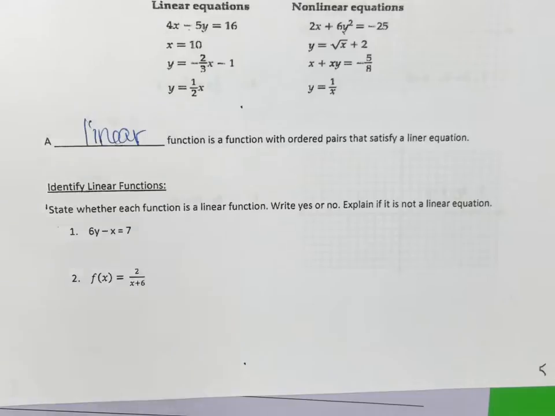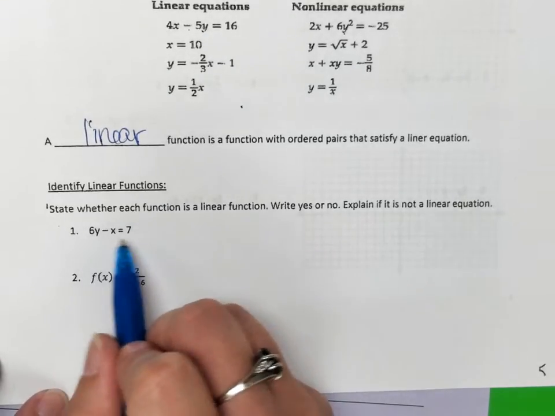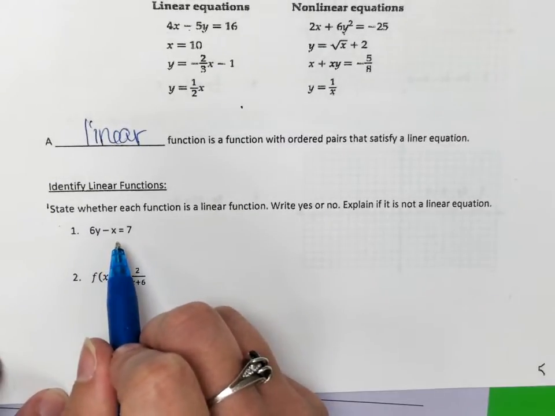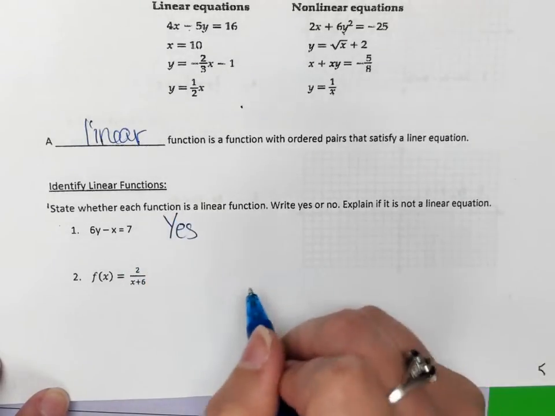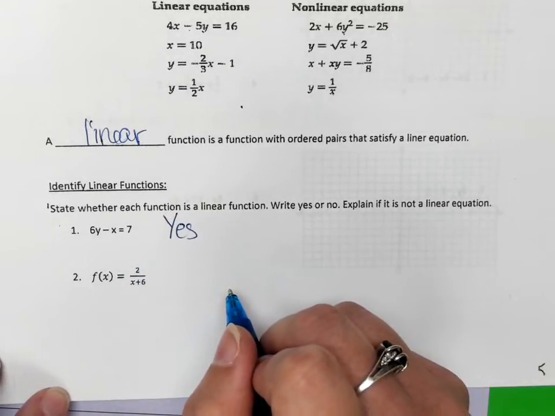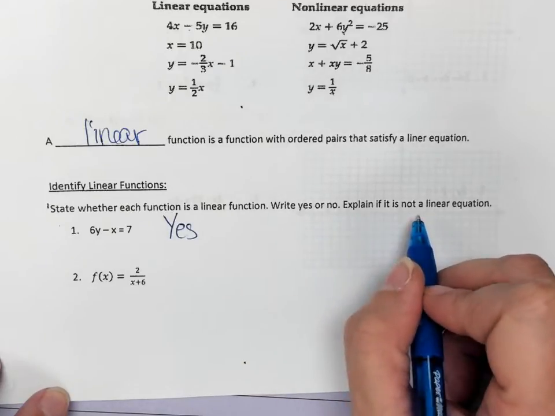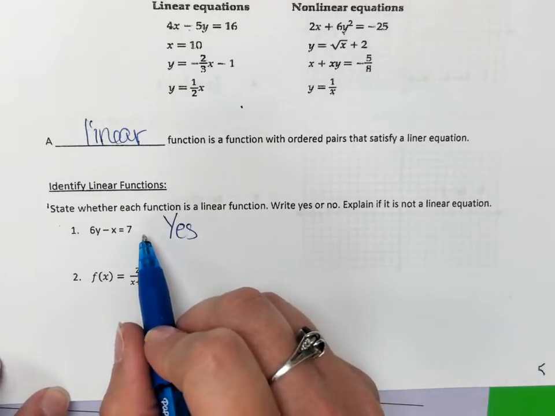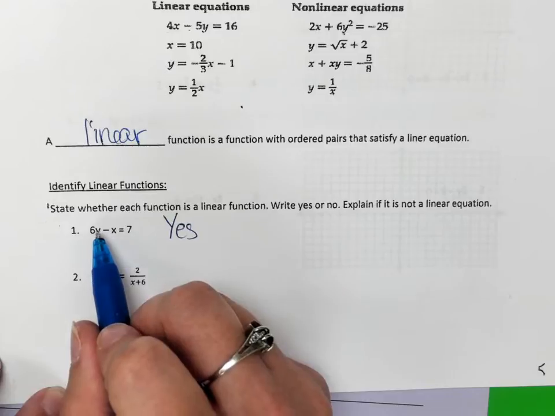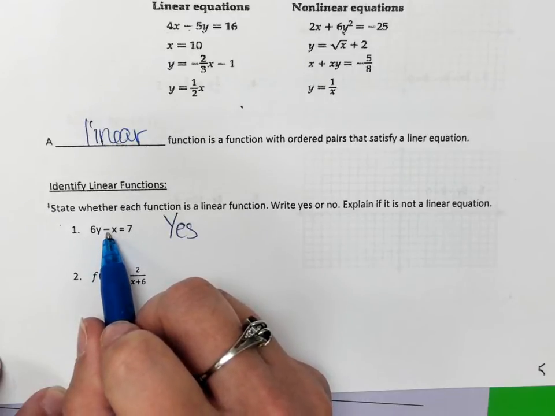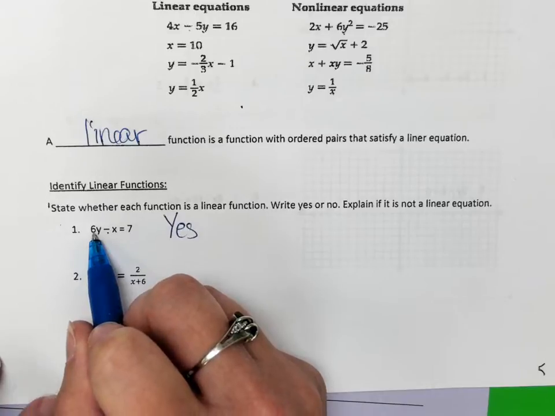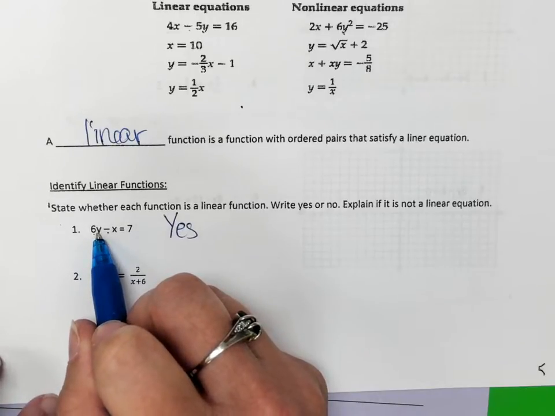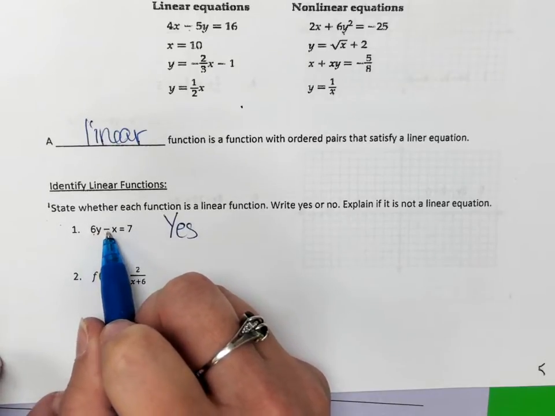Alright, we gotta hustle. So, is this first one a function, or is it not a function? Yes, it is a function. So we put yes. It said write yes or no. Yes, because then it says explain. Alright, so we're going to explain. And why is it a function? Because you have addition and subtraction, right? Because you're multiplying a constant by a variable, okay? You have addition and subtraction.